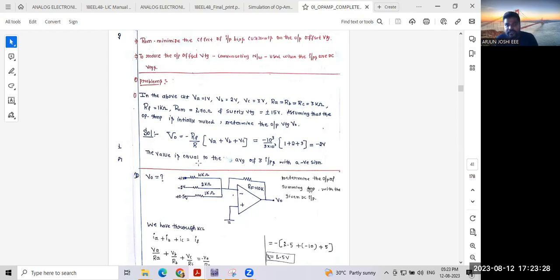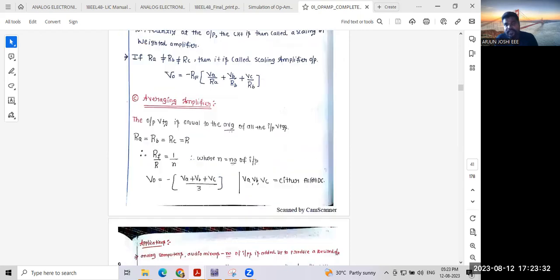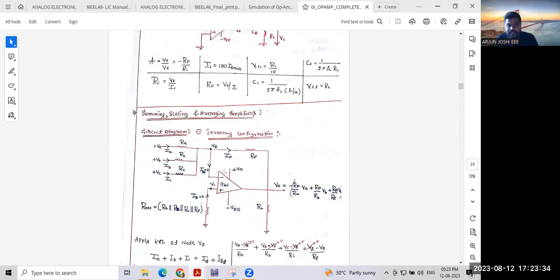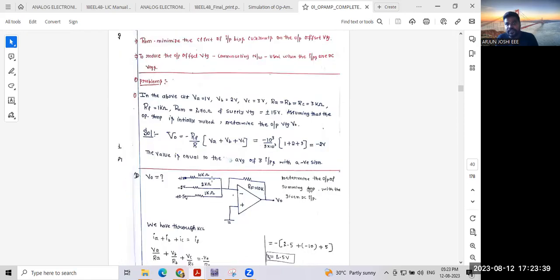The value is equal to the average of all 3 inputs with a negative sign. Why the negative sign? Because we are connecting all 3 inputs to the inverting terminal. So that's why we get the output with the minus sign.